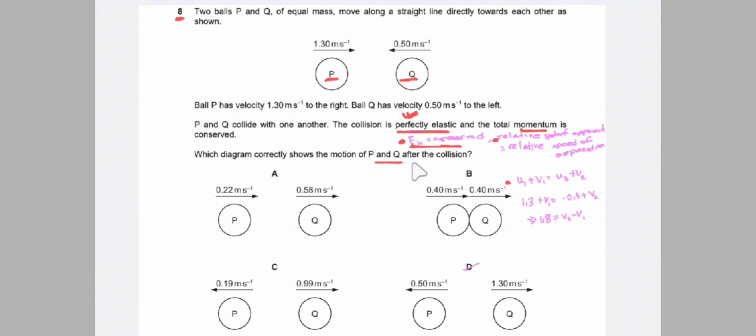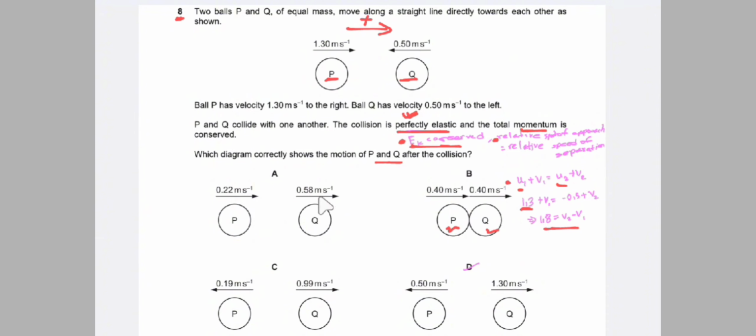So we need to find the motion of P and Q. First of all, we know the value of u1, the velocity of P, that is 1.3, and u2, the velocity of Q, that is 0.5. But since it is velocity and we take the direction towards the right as positive, the velocity of Q is in the opposite direction, so it is a negative value. After arranging this, we get v2 minus v1 is equal to 1.8. So whichever option gives v2, the velocity of Q, minus the velocity of P as 1.8 would be the correct answer.